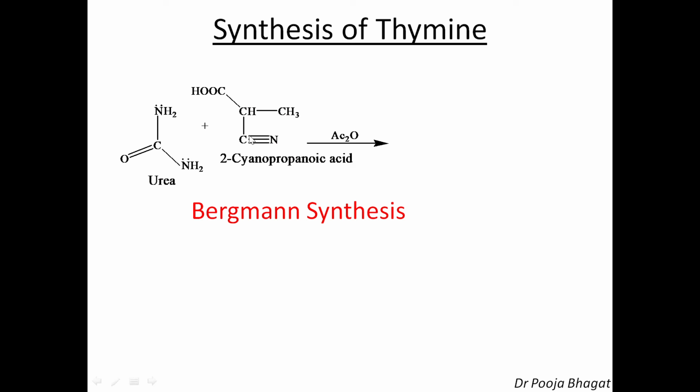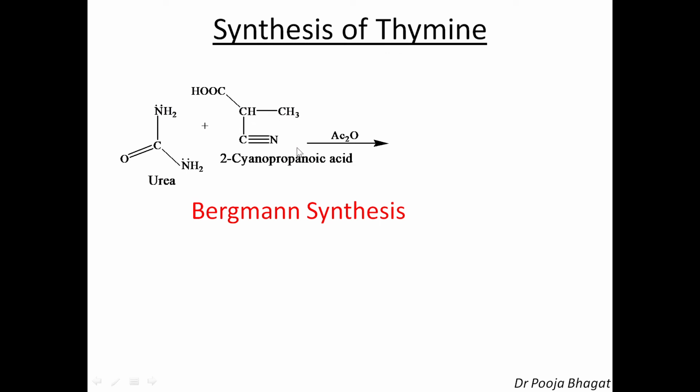If you can recollect, in the starting I told you that when we have to synthesize the pyrimidine rings, we have to take one substrate as urea or its derivative, and another substrate as a 3-carbon compound, where the terminal groups are electrophilic in nature. So you can see here, this is electrophilic in nature, this is electrophilic in nature, the cyano group and the acidic group, and this methyl, the fourth methyl, is the methyl of the thymine. It is outside the pyrimidine ring.